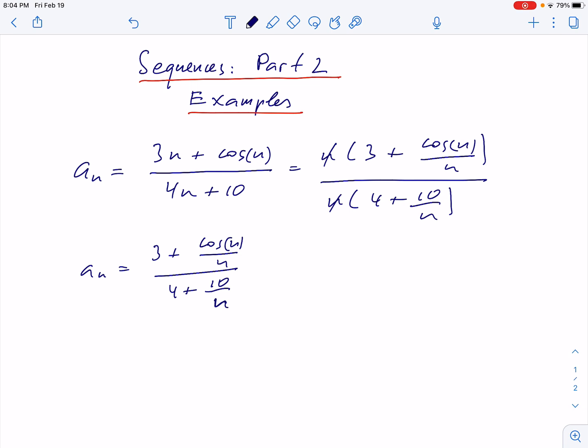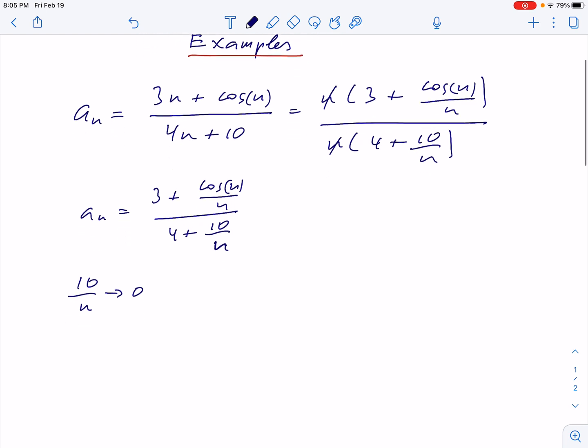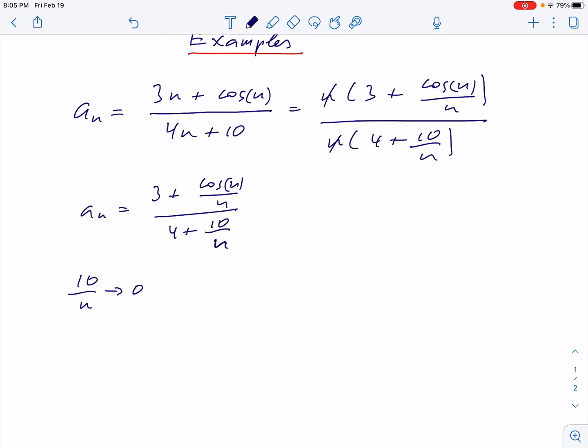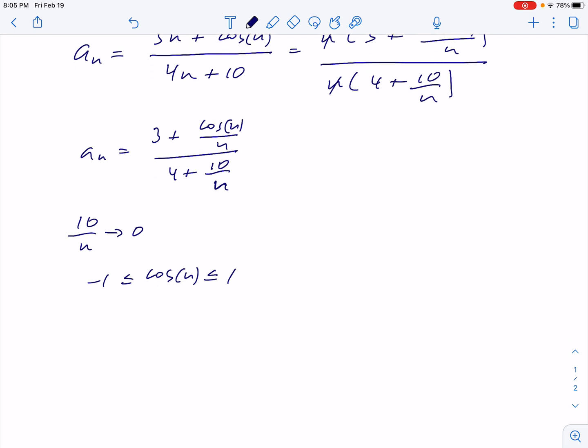We know that 10 over n will approach 0. What about cosine n over n? It also approaches 0 because of the squeeze theorem. I can write cosine n, no matter what is n, it's always between -1 and 1. So we divide by n the three sides of this inequality, and there will be -1 over n less or equal cosine n over n less or equal 1 over n.